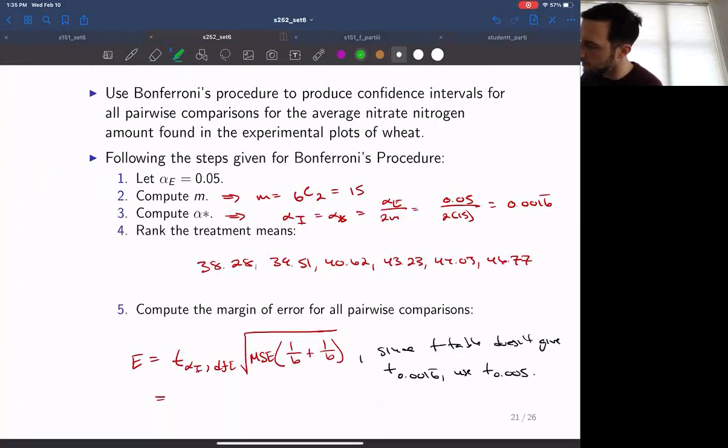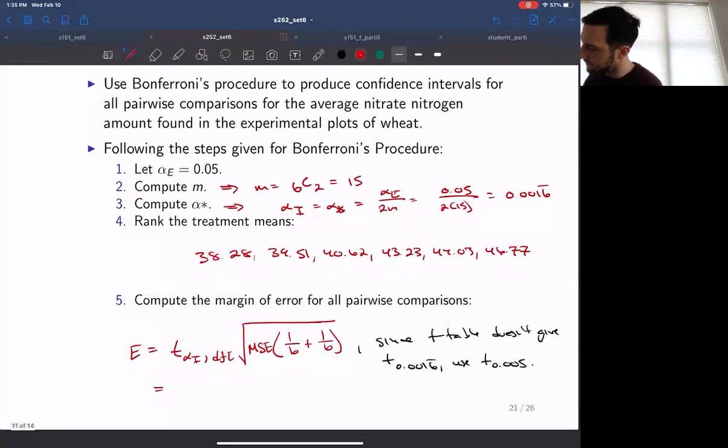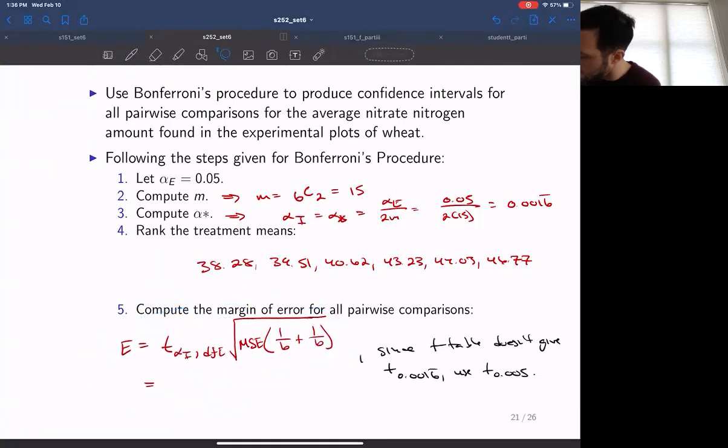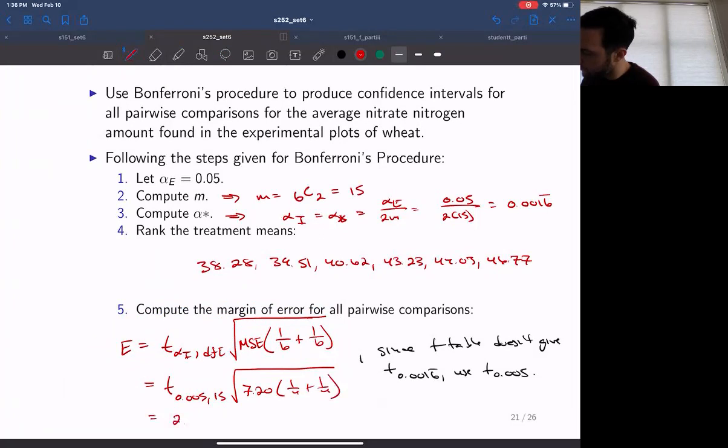So this is going to be t on 0.005, 15 multiplied by the square root of 7.20 times 1 over 4 plus 1 over 4. So that's 2.947 multiplied by the square root of 7.20 times a half. And that gives us a margin of error of 5.591.